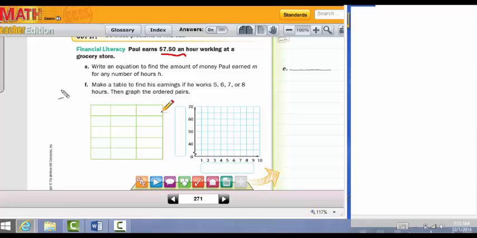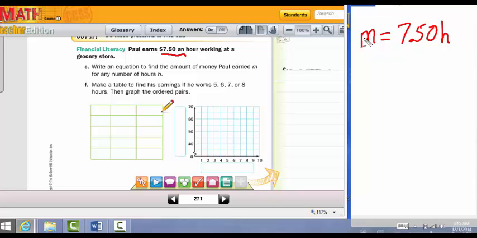Letter E. Write an equation to find the amount of money Paul earned, M, for any number of hours, H. So obviously M, the money earned, is going to be our result. So M equals 7.5. You can add the 0 there if you want to remind yourself that we're talking about money here, times the number of hours will yield the amount of money he's going to make. So there's our equation. It's $7.50 times the hours equals the money he makes.